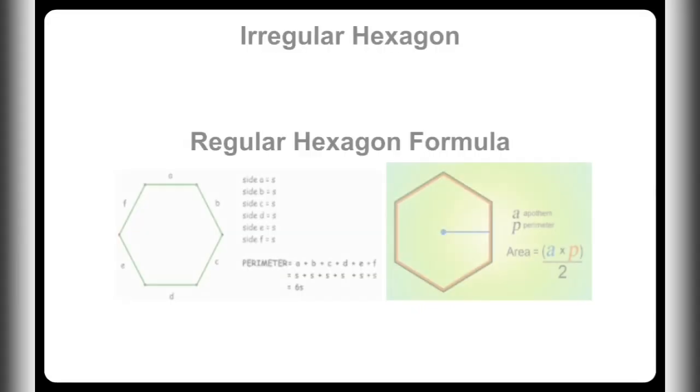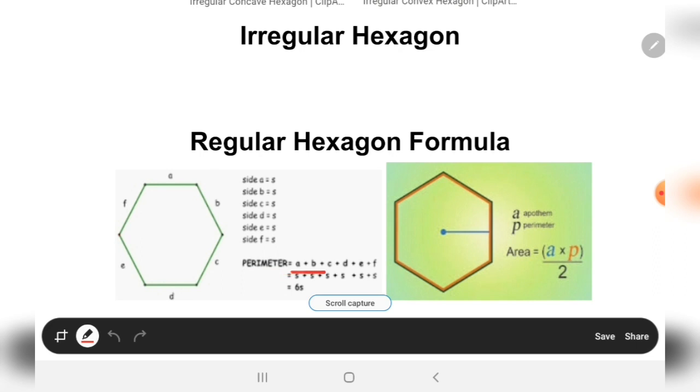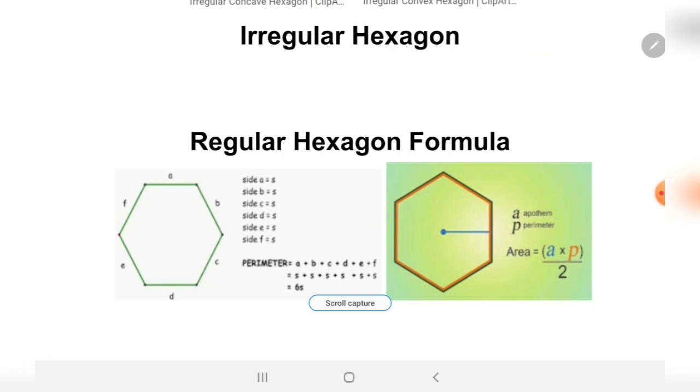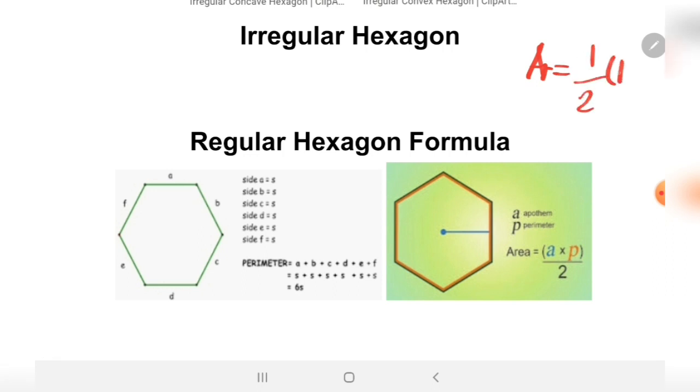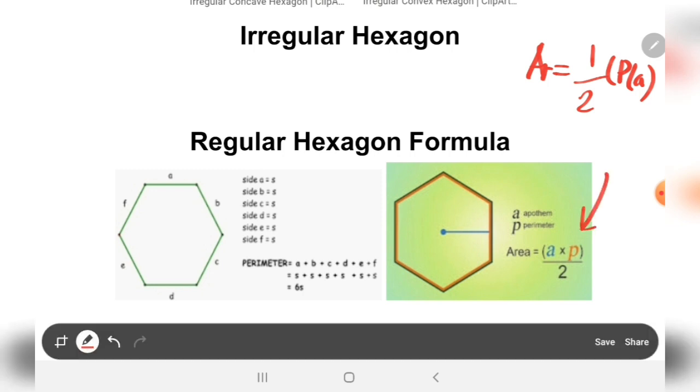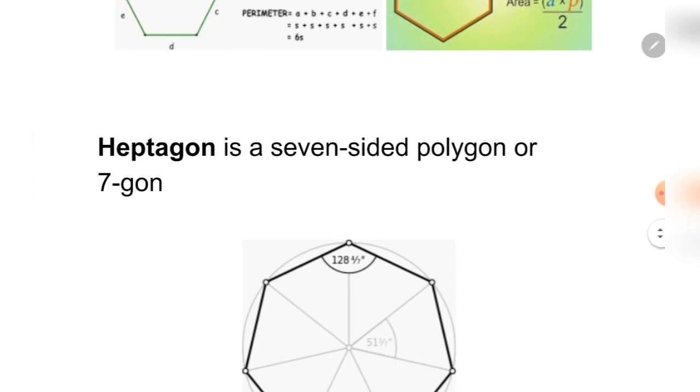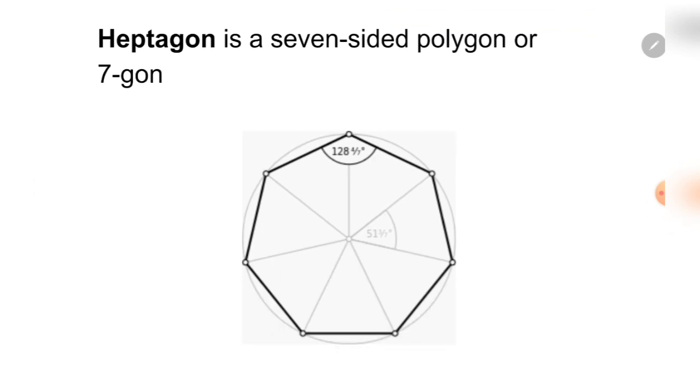Next, in finding the perimeter of the regular hexagon, this is the formula. Perimeter equals 6 times the side. And the same in getting the area of the pentagon, that is area equals 1/2 times the perimeter times the apothem. The same in here.